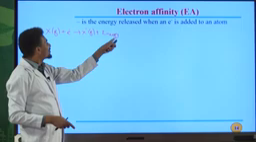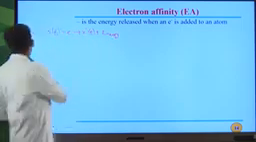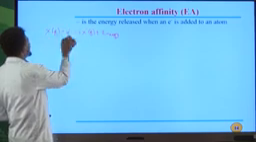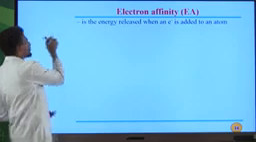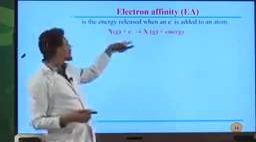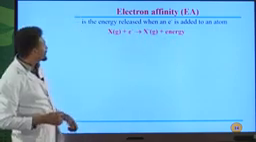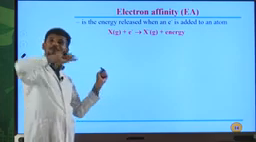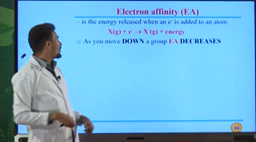The energy released when an electron is added is simply known as electron affinity. So you can also represent it by this general equation. I told you about this one, so this is really very simple. X in the gaseous form, when an electron is added, energy is released. So this is electron affinity. The process is opposite to that of ionization energy. I already told you about ionization energy.